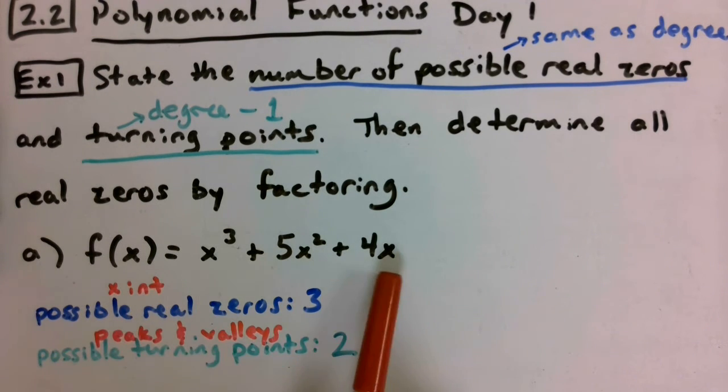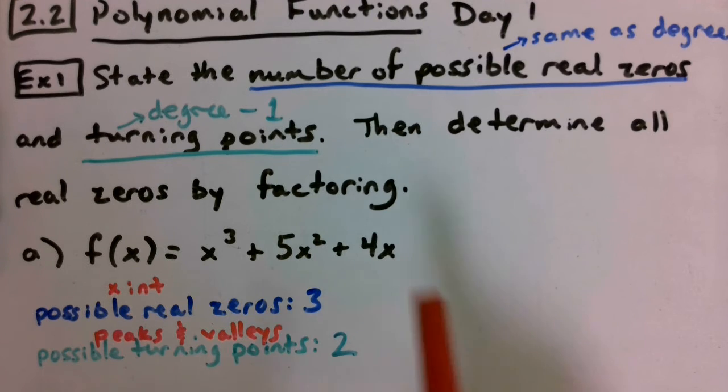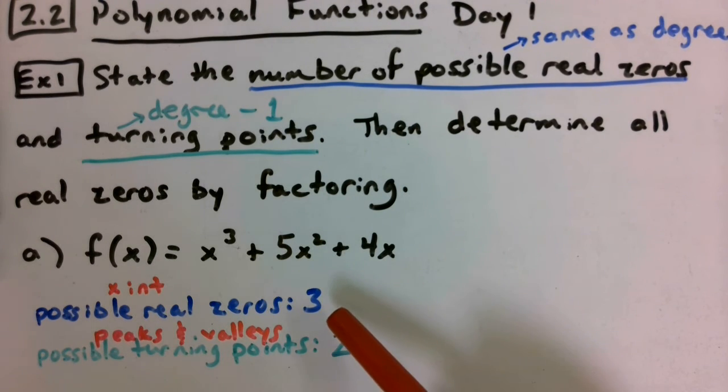So for this particular function, x cubed plus 5x squared plus 4x, we have 3 possible x-intercepts, or 3 possible real zeros. And again, that's a maximum number. There might be 2, there might be 1, there might be 0, but there's a maximum of 3. And the number of peaks and valleys, the maximum number of turning points is 2. In the directions, we didn't have to do any graphing. We just had to state the number of possible real zeros and the number of possible turning points.